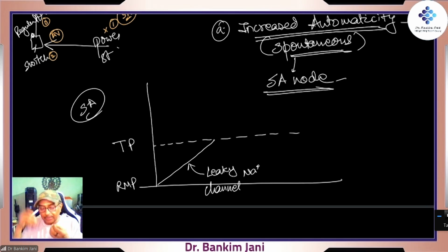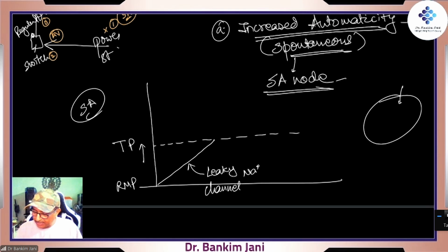So in the SA node, sodium is leaking. As the sodium is leaking, that cell is becoming more and more positive. So it is rising, becoming positive up to the level of the threshold potential. Sodium is going in slowly, and the cell is becoming more and more positive.